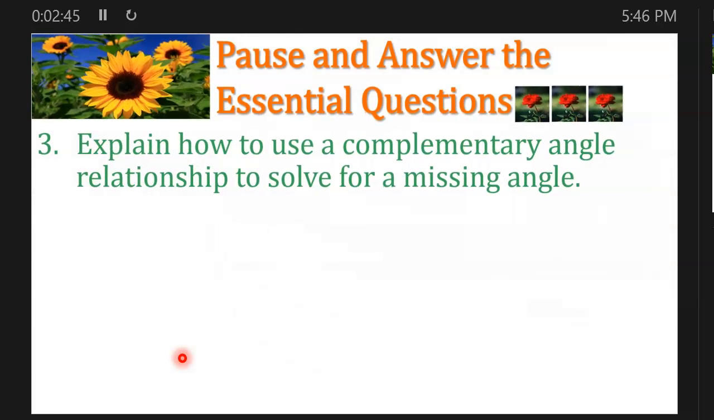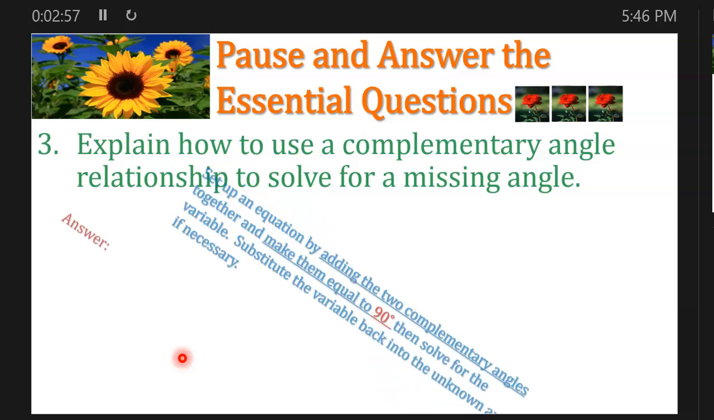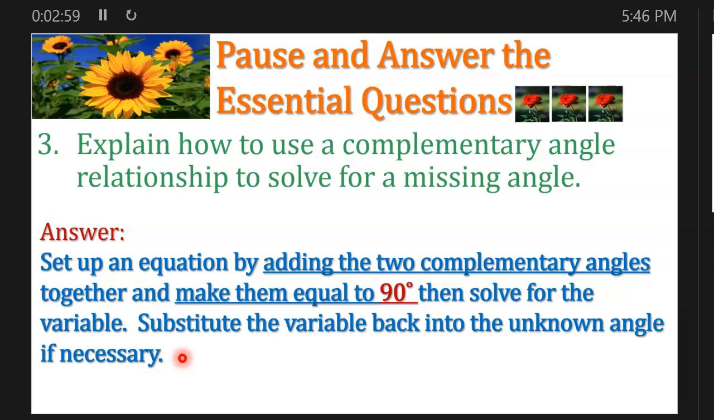Okay, and the third, answer the essential question. Explain how to use complementary angle relationships to solve for a missing angle. Okay, so set up an equation by adding the two complementary angles together and make them equal to 90, then solve for the variable. Substitute the variable back into the unknown angle if necessary.